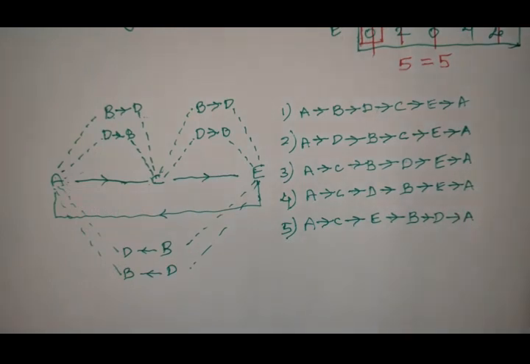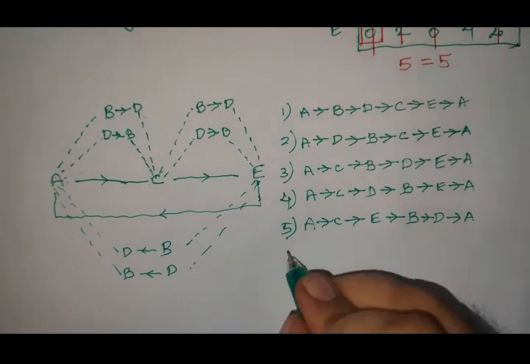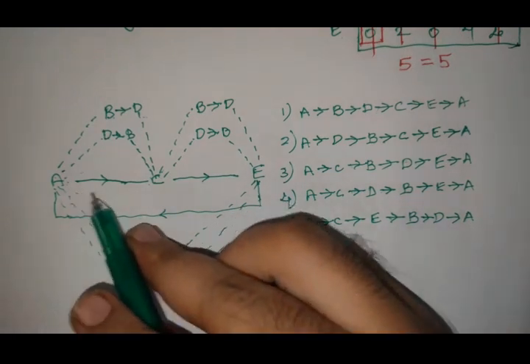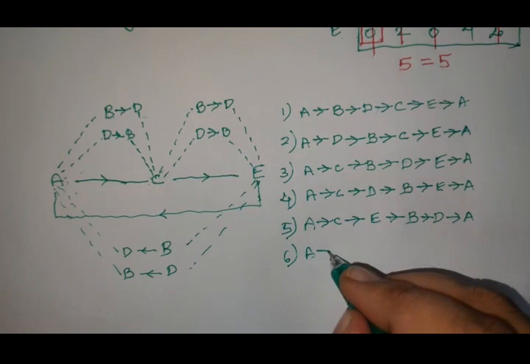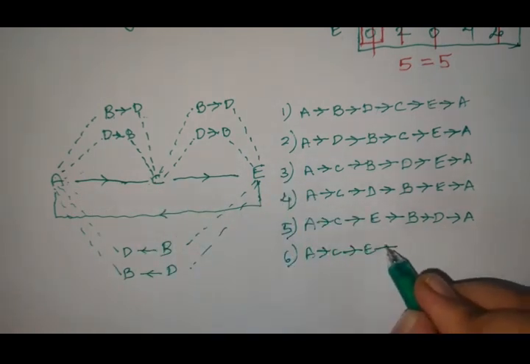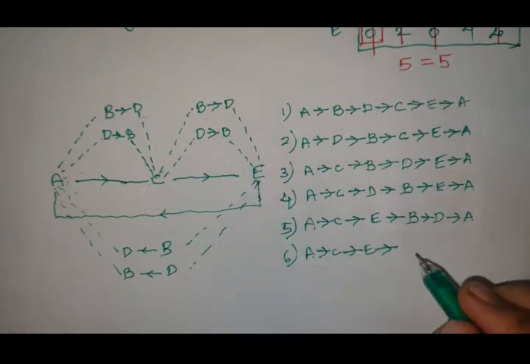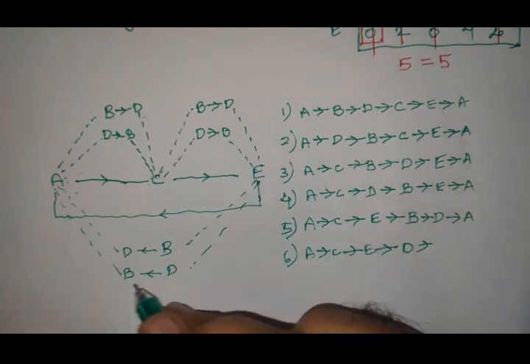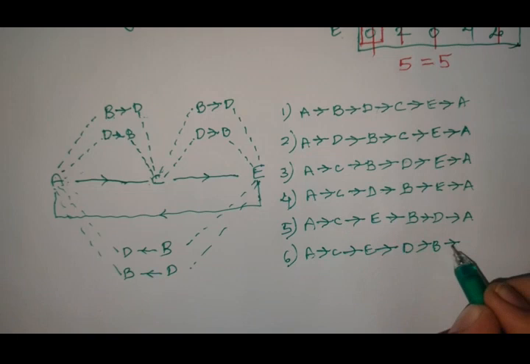Next, let's write the one more. A to C, C to E, E to D, D to B, and then B to A. So these are all the 6 possible routes.